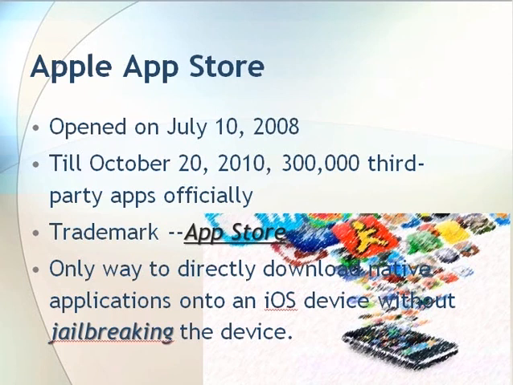However, Apple applied for a trademark on the term App Store in 2008, and it was tentatively approved in 2011. So Apple would possess the only App Store, while others use a different name, such as the BlackBerry App World, Intel App Center, or Windows Phone Apps Marketplace. The Apple App Store is the only way to directly download native applications onto an iOS device without jailbreaking the device.